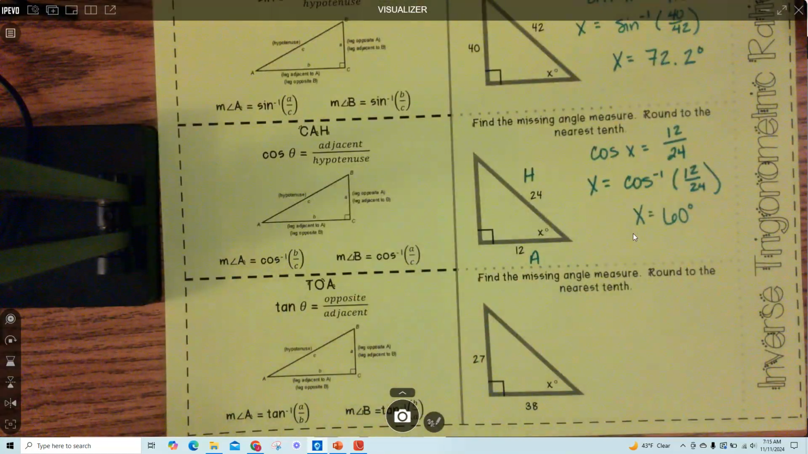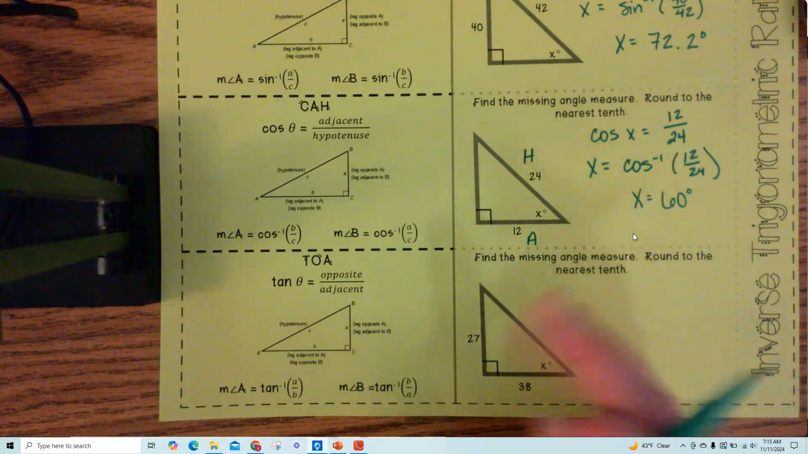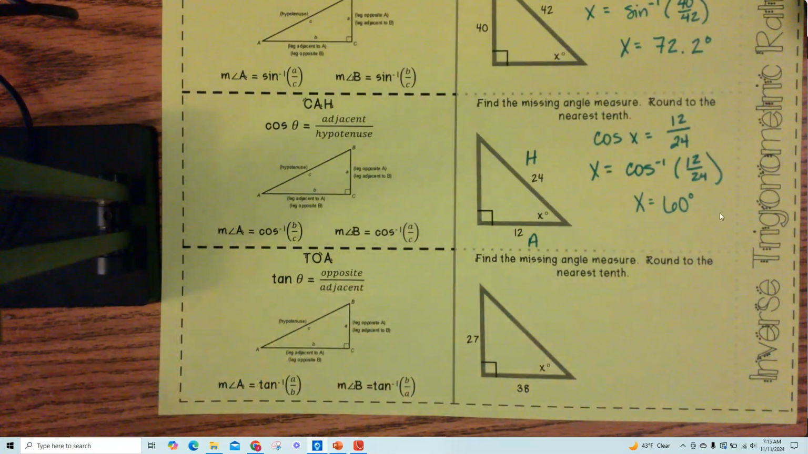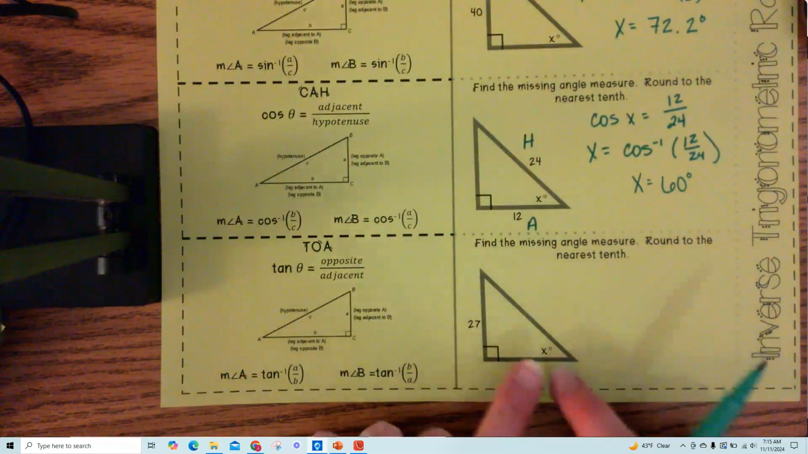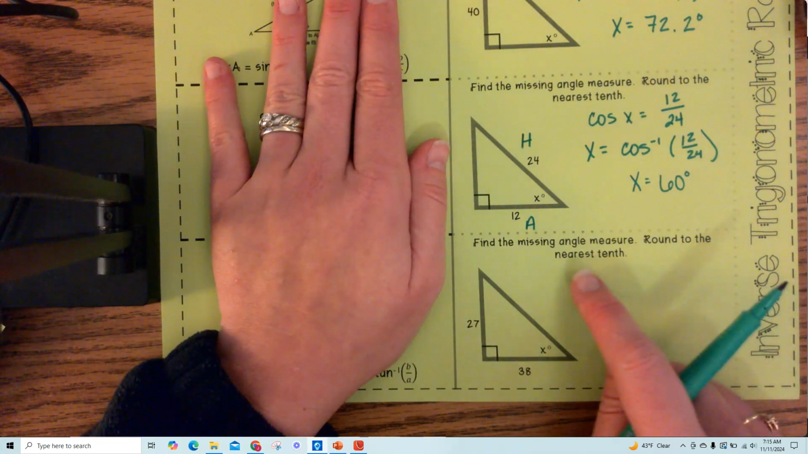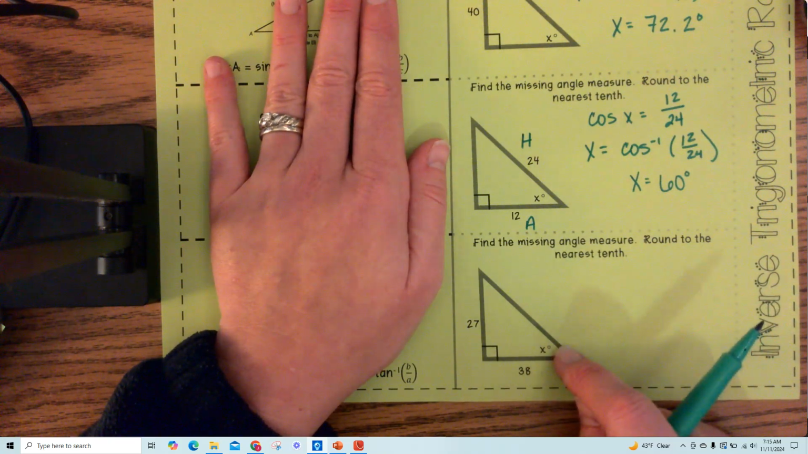All right, last one here. Tangent. Tangent is opposite over adjacent. Again, they're not going to line these up and say use the inverse of tangent, use the inverse of cosine. They're going to give us a question like this with none of this information that says find the missing angle measure, round to the nearest tenth.